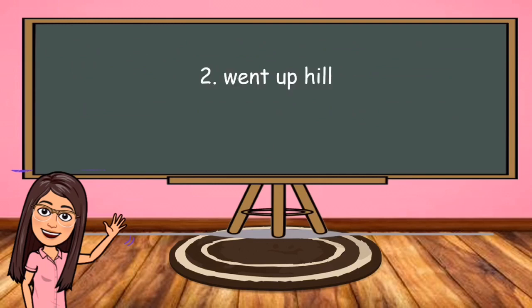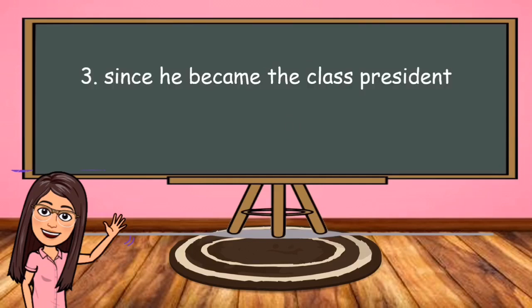Number 2. Went uphill. The correct answer here is P or phrase. For number 3, since he became the class president. The correct answer is DC or dependent clause.